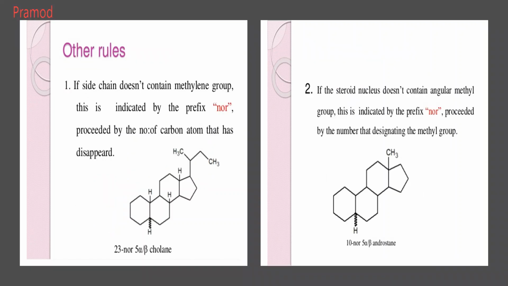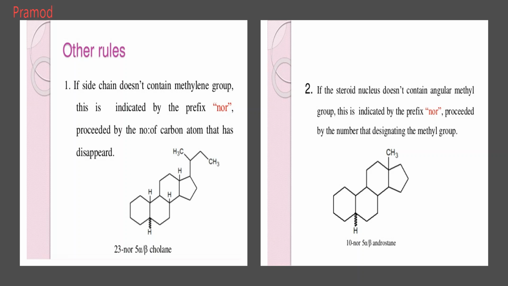Now some of the other rules. If the side chain does not contain a methylene group, then it is indicated by nor. If a group is removed, for example on the 23rd position, it is 23-nor. For 5 alpha or beta cholane, the basic ring is the cholane ring, that is 24 carbon. There is no removal of an alkyl group from the 23rd position. That's why it is known as 25-nor 5 alpha or beta cholane.